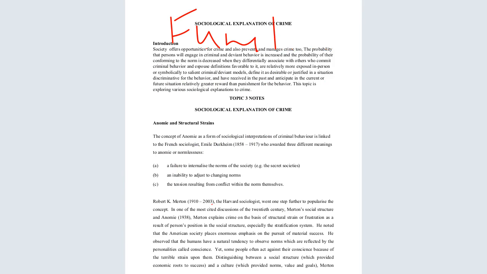Of course, I've told you that strain theory is a theory that was postulated by Robert Merton. This concept is a sociological interpretation of how criminal behavior is linked to strain. Of course, Emile Durkheim is also a contributor on that, but the major contributor is Robert Merton. You can see here, this is one of the most important aspects.